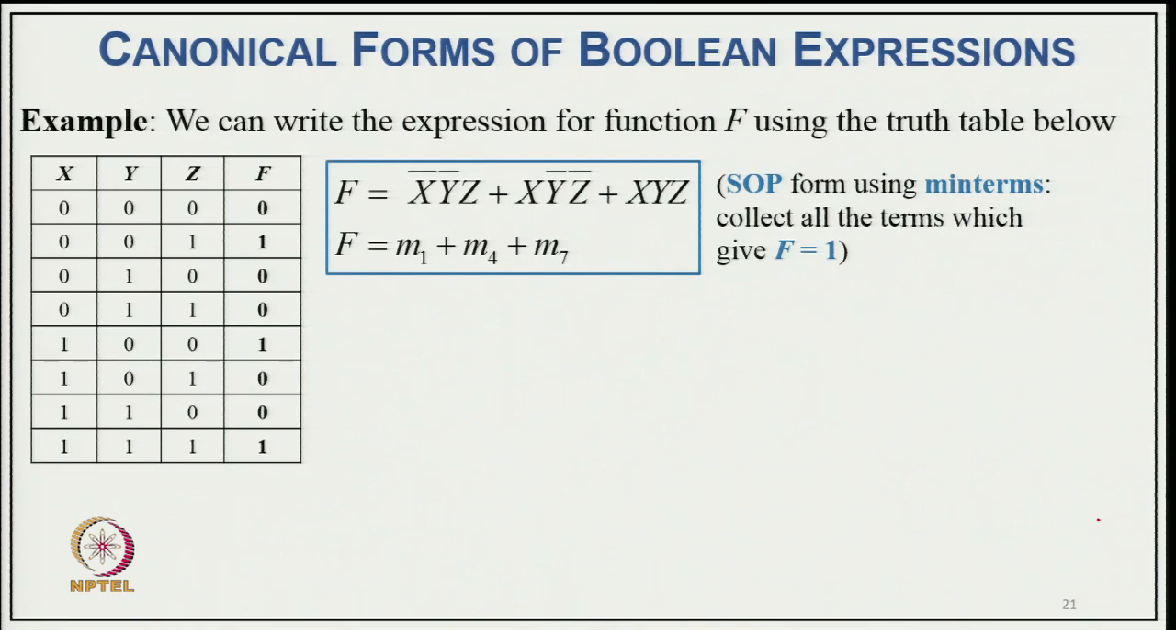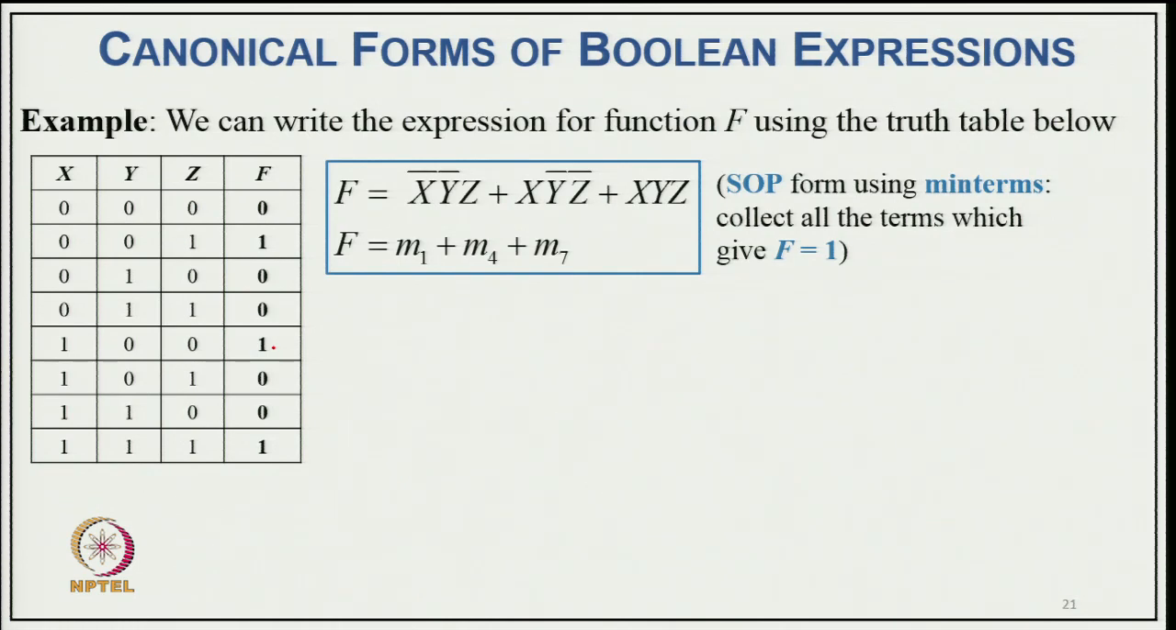So, we can have an example here, we can write the expression for the function f using the truth table. This is a truth table, where x, y, z are the possible combinations, 2 to the power 3 which is 8, and we can see we have an output of 1 only under certain circumstances for a particular logic. So, we have f equal to 1 only for the 0 0 1 combination, 1 0 0, and then all 1s, and this can be represented as a sum of products using the min terms. We collect all the terms where f equals 1. So, we will take only the 3 combinations, these are the 3 min terms.